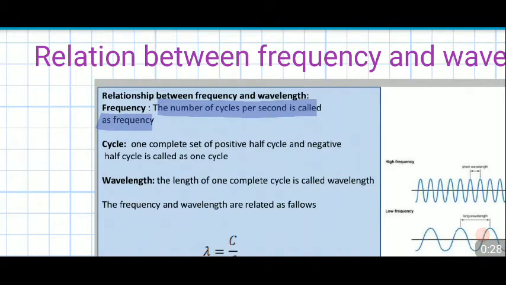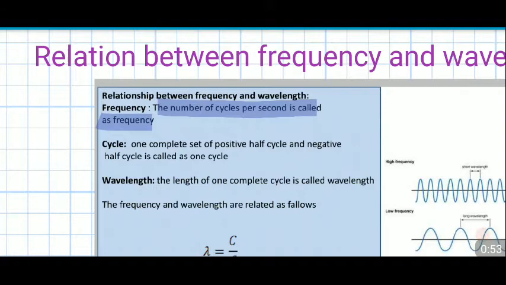What do you mean by the number of cycles per second? The number of times the cycles repeat for a given time period, or for a given second, is what we call frequency. The number of times the complete waveform occurs for the considered time, which is 1 second, is what we call frequency.